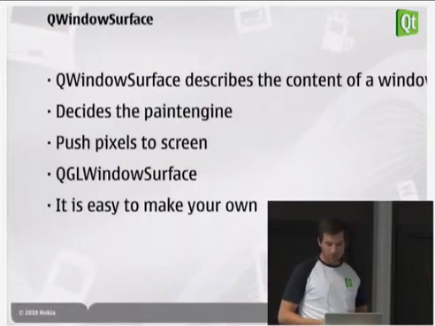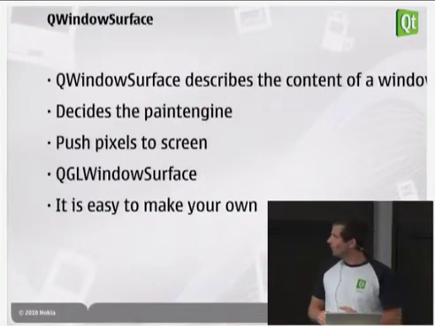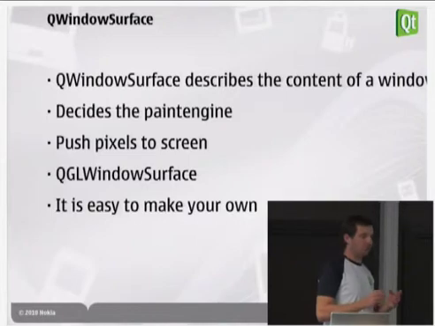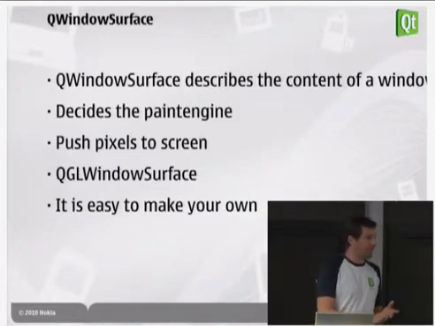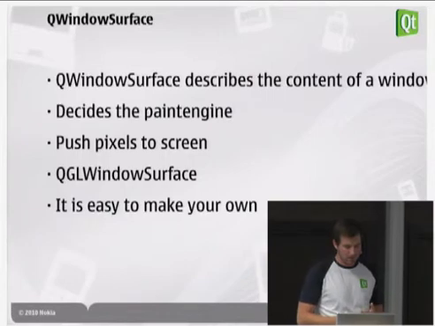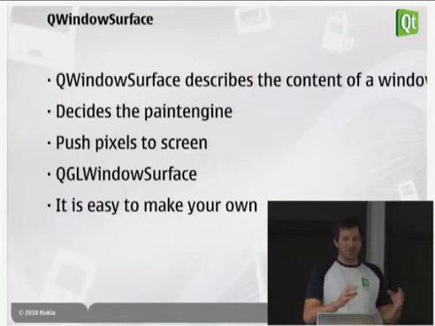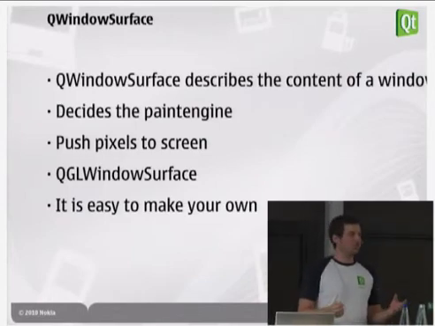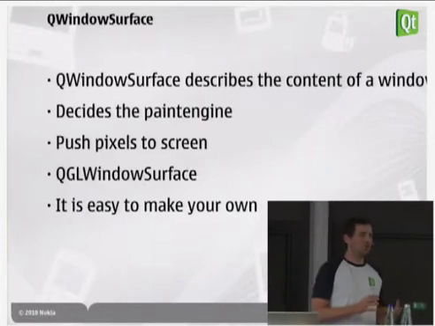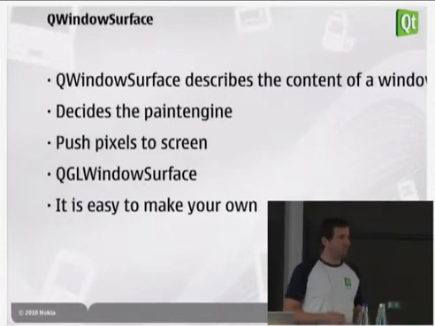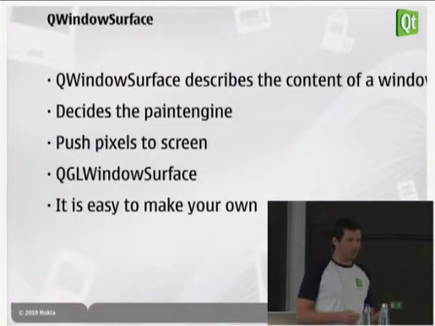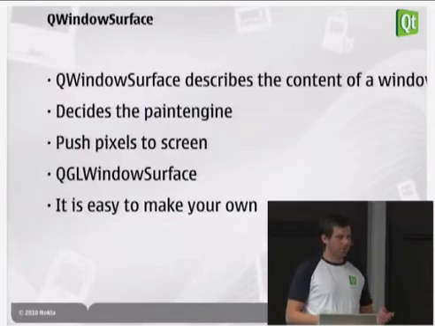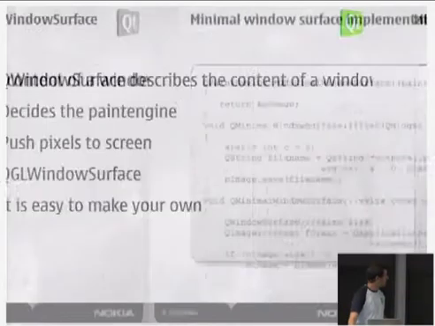Oh, and the font size is obviously screwed up. Okay, so QWindowSurface describes the content and decides the paint engine, as with the QPixmapData. Its purpose is to push pixels to the screen. There is a pre-made one, which is QGLWindowSurface, which you can use if you have only GL for your system. I use it on the OpenKode plugin, for instance. But the good news is, it's easy to make your own.